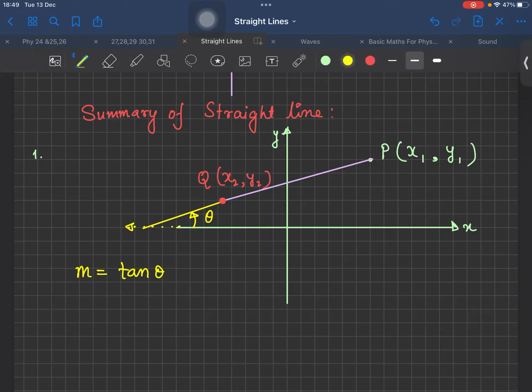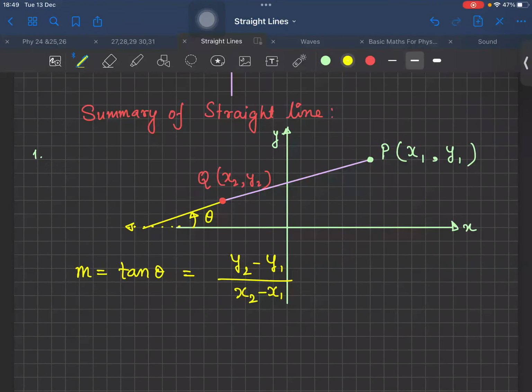One is the point P and another point Q. These two are given to us. So how can we find m? m will be equal to y2 minus y1 upon x2 minus x1 (sorry, my mistake earlier). So this is how we can find the slope of this line.